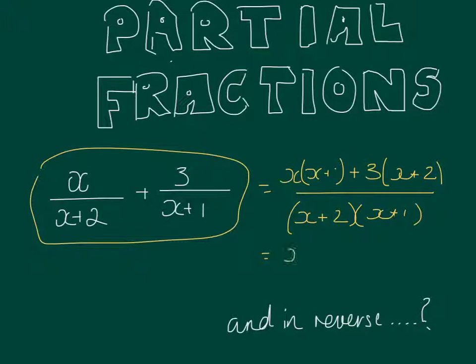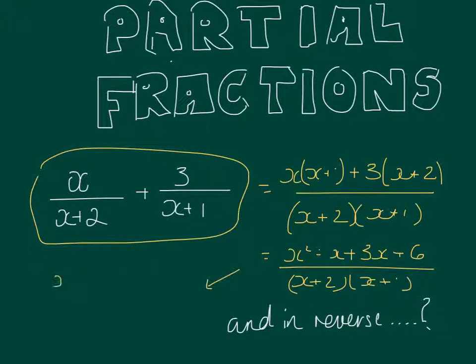So let's make that x squared plus x plus 3x plus 6 all over x plus 2, x plus 1, which gives us x squared plus 4x plus 6 all over x plus 2, x plus 1.